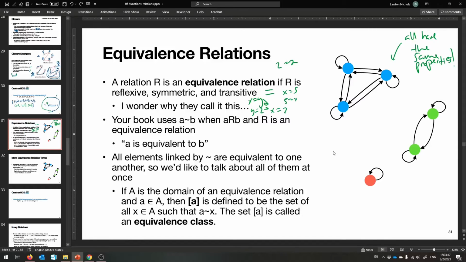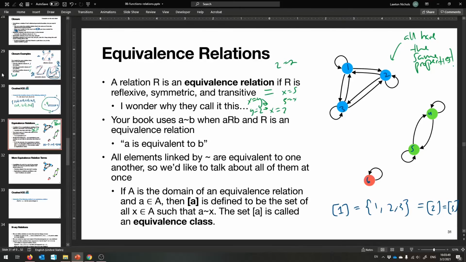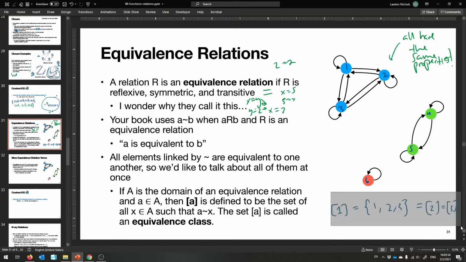For example, if I started numbering these, 1, 2, 3, 4, 5, 6, the equivalence class based at 1 is equal to 1, 2, and 3. It's all the things that are equivalent to 1, including 1. And notice that this is the same as the equivalence class based at 2, and the equivalence class based at 3. It's all the things that are equivalent to this thing, to the 2, to the 3. They're all the same set. 1, 2, 3.